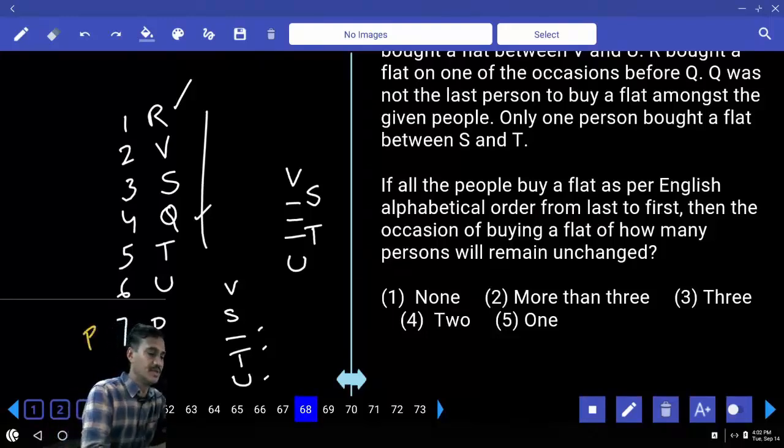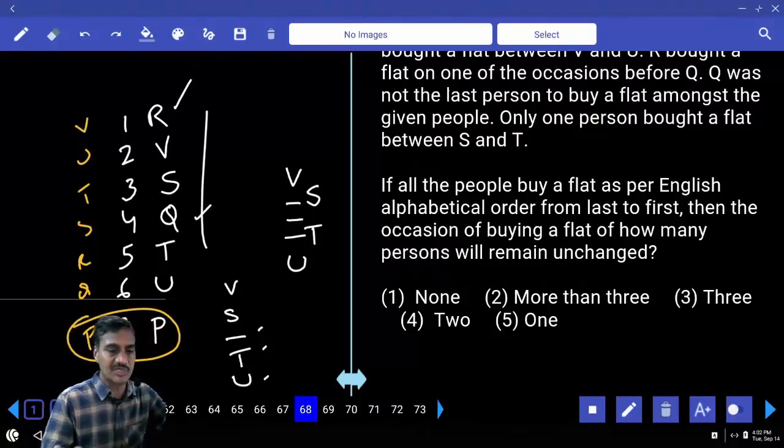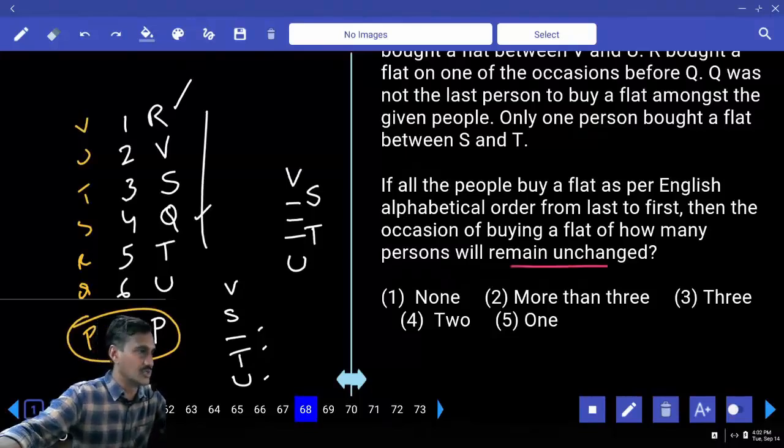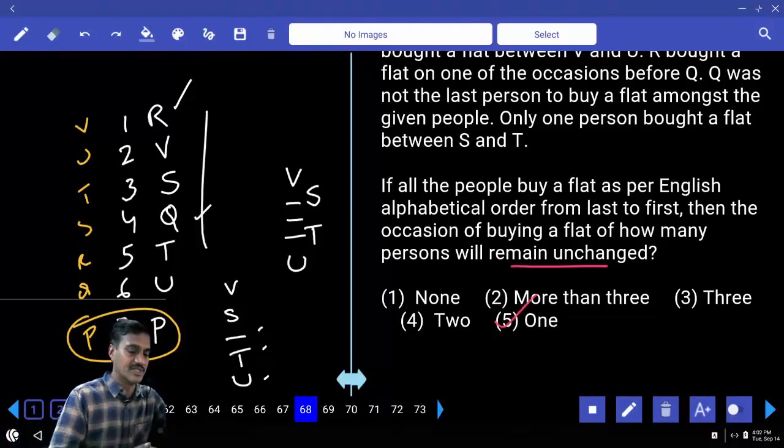Now P, Q, R, S, T, U, and V. Now is there any person that is matching apart from this P? Only P is matching. Sometimes they give us, excluding P, then it will be 0. Done? And say here, P is only one person that is matching.